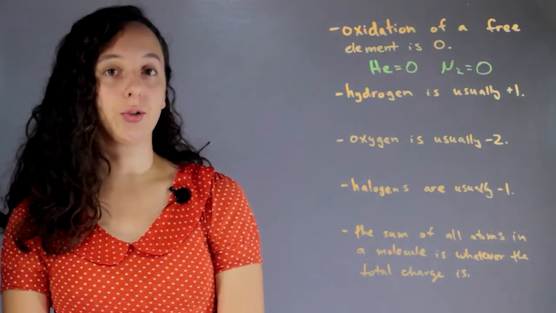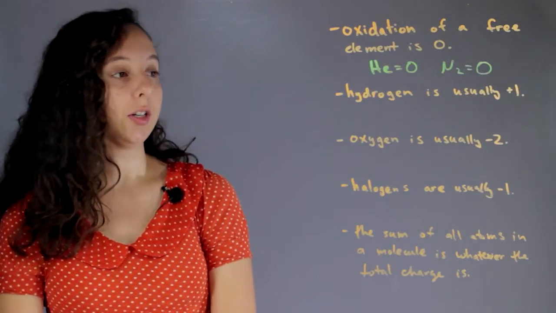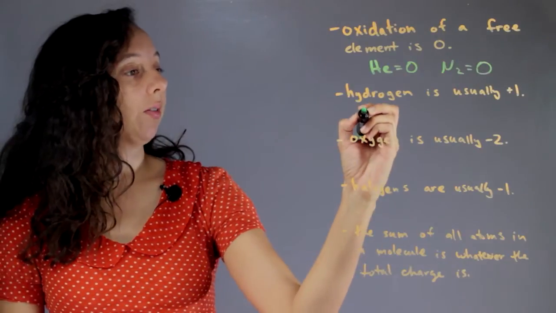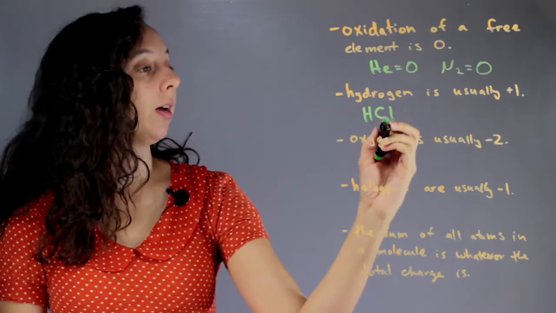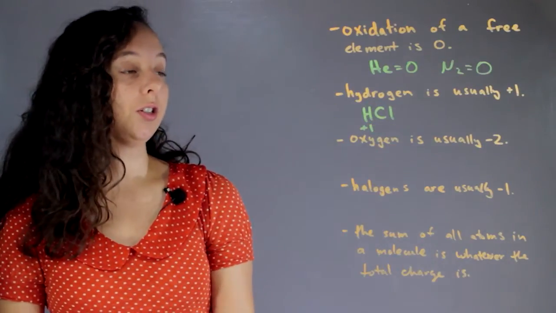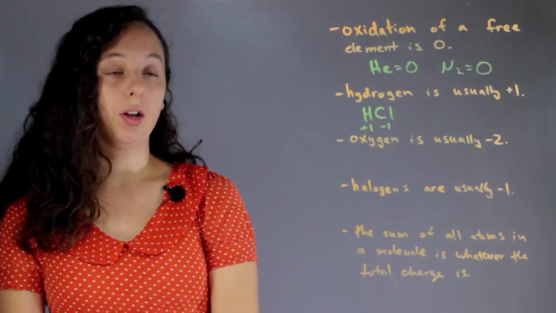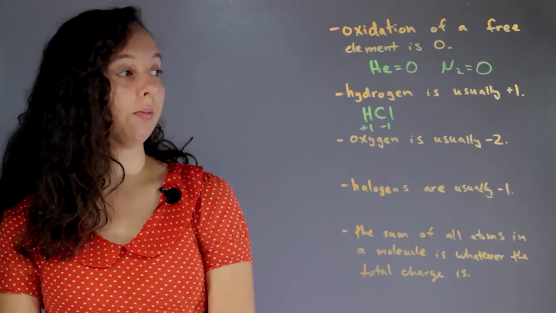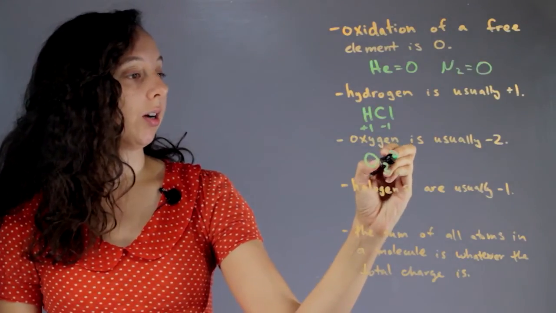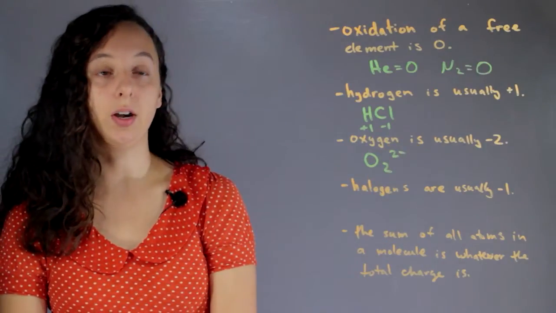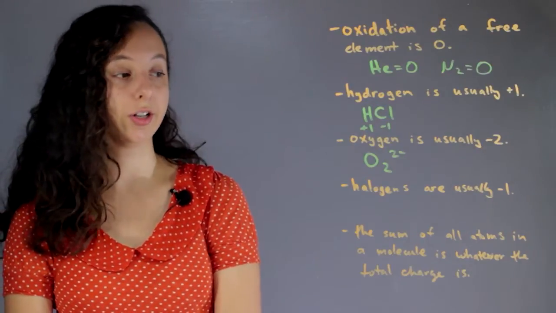All right, next rule. Hydrogen is usually positive 1. This is a pretty good standby rule. So if you have something like hydrogen chloride, you know that hydrogen is going to be +1, and so you can deduce that chlorine will be -1. Next rule, oxygen is usually -2. The exception to this is peroxide, which is O2, which has a charge of -2. So oxygen is -2, except when it's O2, which also has a charge of -2.